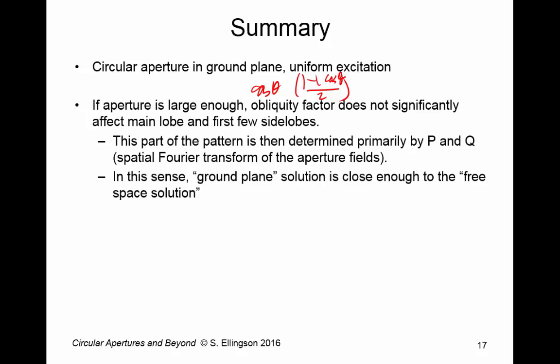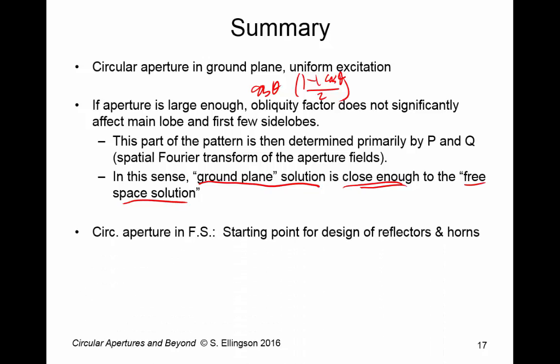And in that sense, the ground plane solution that we worked out in detail is close enough to the free space solution. The difference between them is only in the obliquity factor, and the obliquity factor only matters for the far outside lobes if the aperture is large. The circular aperture in free space case then is the starting point for design of reflectors. And I didn't talk about it, but it also can be used as a starting point for design of horns.